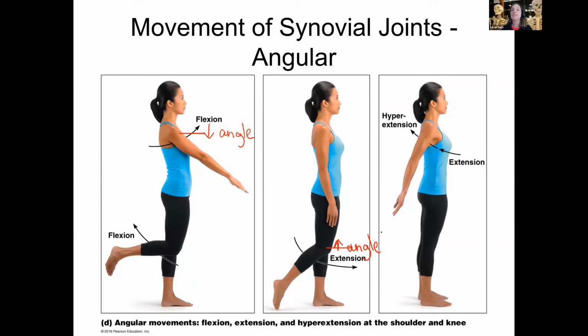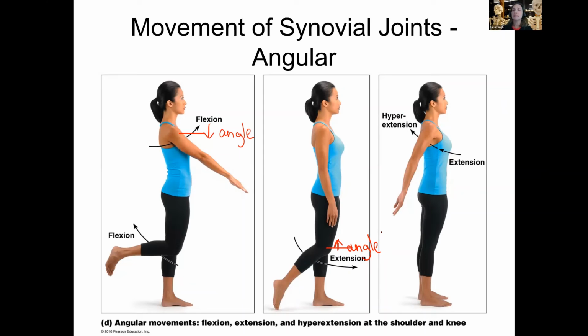And then we also have hyperextension. Now, I cannot hyperextend these joints. That would mean going beyond anatomical position. They would go backwards. I can't do that. But there are some joints you can hyperextend. Like here, I can flex my neck, I can extend it, and then I can hyperextend it.